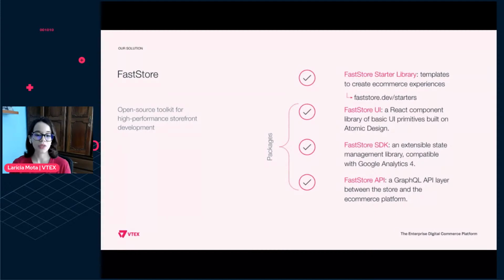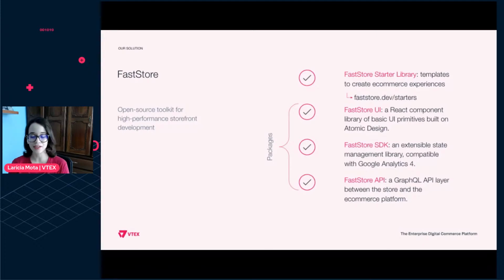The second package is the FastStore SDK. It is an extensible state management library. So it handles states from the user session and the store cart, for example. And besides that, it is also compatible with Google Analytics 4. So the developer can add some analytics capabilities to the store.